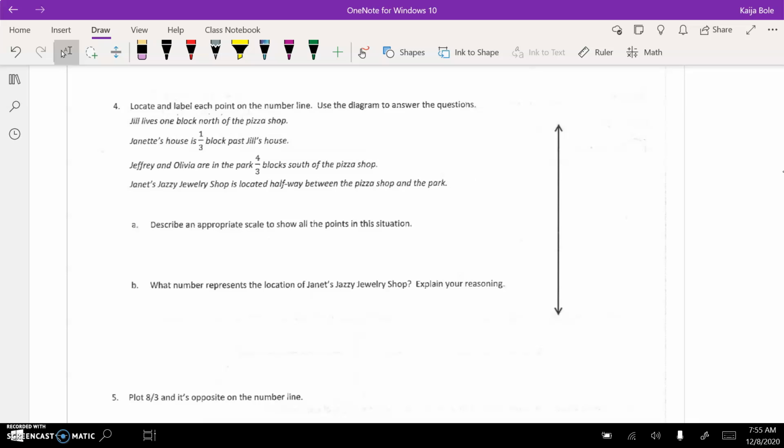Okay, so the hardest part of this is, so obviously we're going to start at 0. 0 is the pizza shop. Okay, that is always the hardest part of this question. So then describe an appropriate scale. Well, I'm looking, they talk about 1/3, one whole, 4/3. So your scale here has to reflect that. All right, and if we're talking a lot about thirds, your scale should be 1/3.